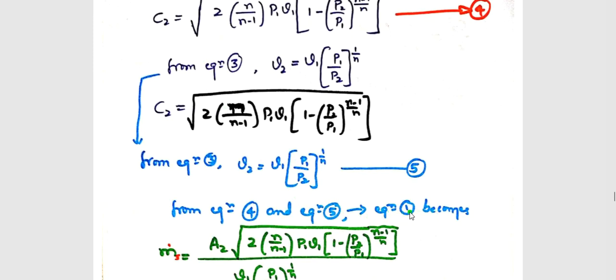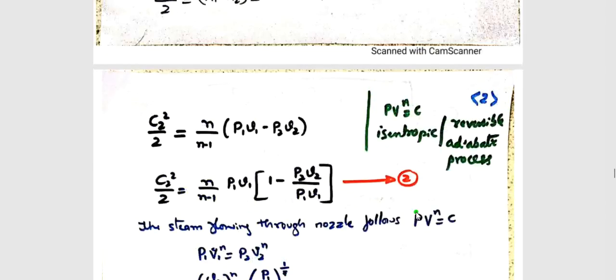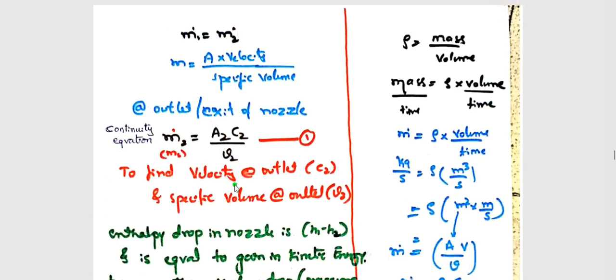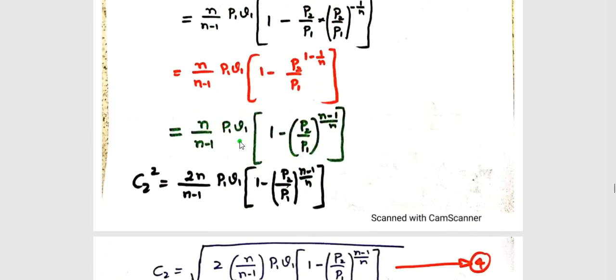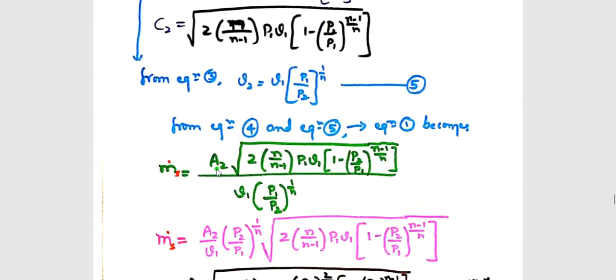So equation number 1 I will show you here. We will go back to equation number 1. M2, or mass flow rate at exit of the nozzle, is equal to A2 C2 divided by specific volume at outlet or exit of the nozzle. We have written expressions for these two. Substitute here. A2 will remain the same, A2 as it is. C2 is there, write the expression for C2. Just copy from here.